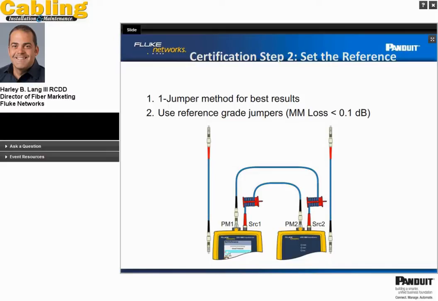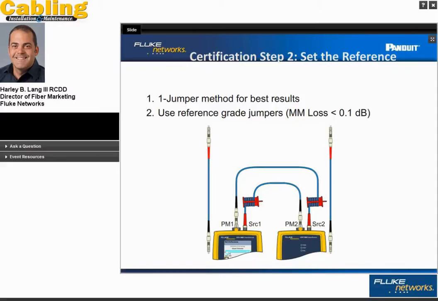There are a couple of different methods for setting a reference. The preferred method is the one-jumper method. It gives us the best reference of our source power and has the lowest uncertainty once we test our fiber cabling. One other thing to point out is that it's important to use reference grade test reference cords. And this is actually pretty easy to verify.